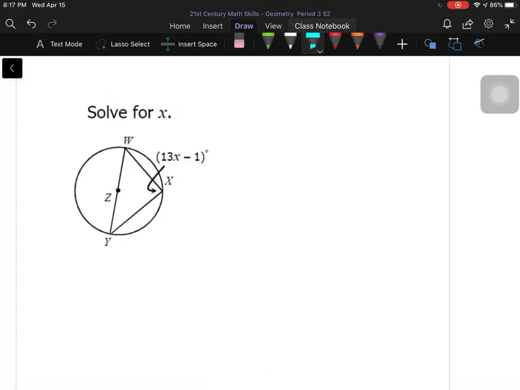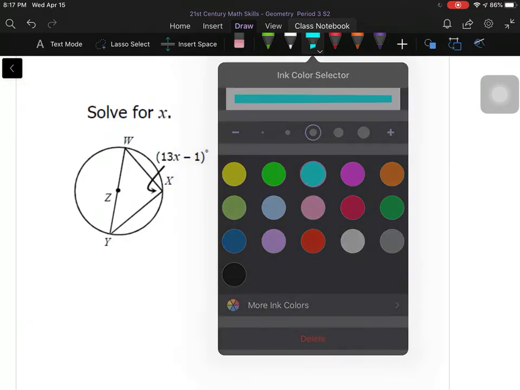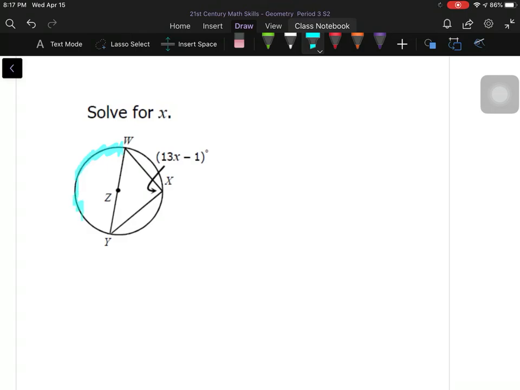Okay, this one, again, very straightforward because of the property from earlier. We know that this is a semicircle, so 13x minus 1 equals 90. So 13x equals 91. So x is 7.